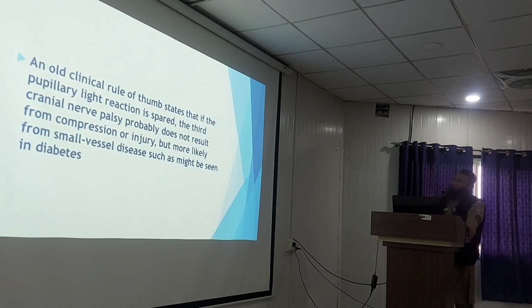An old clinical rule of thumb states that if the pupillary light reaction is spared, the third cranial nerve palsy probably does not result from compression or injury, but more likely from small vessel disease such as diabetes and hypertension.